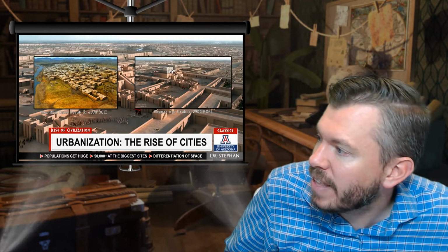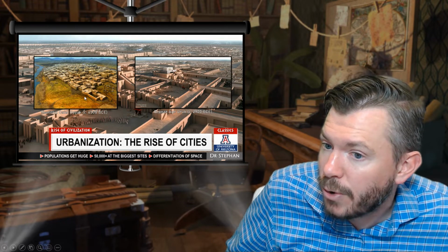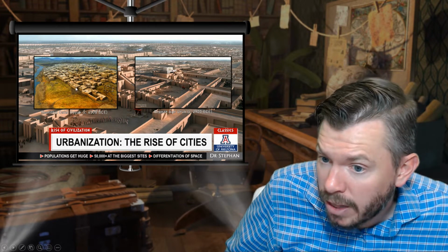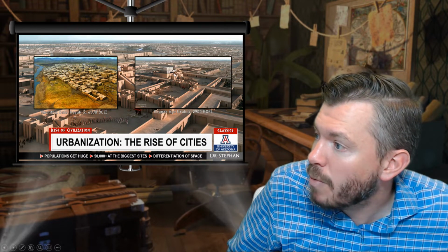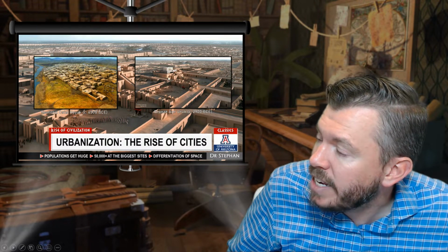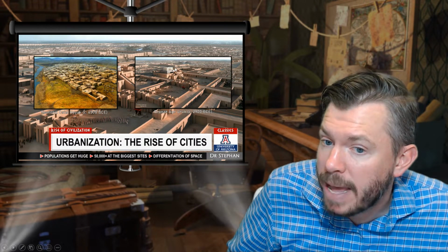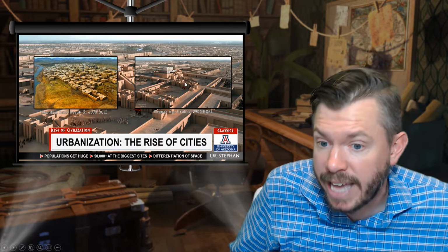And so we can look at the comparison here again. Over here on the left, we have Catalhoyuk. Again, fairly large, but everything's kind of the same. And when we move over here to the Bronze Age city of Uruk, we see a differentiation in the type of space, in the type of architecture, and in the general scale of things.